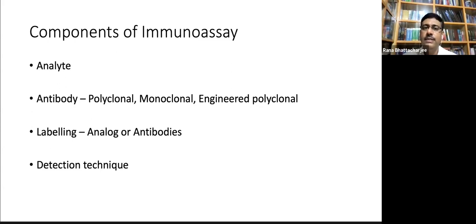So to overcome this, nowadays engineered polyclonal antibodies are also used, where different kinds of monoclonal antibodies are mixed together. So it mimics the polyclonal antibody, but the yield is much more, as the monoclonal technique is used for it. Now, either analog or antibodies, depending on various assay systems, are labeled with various kinds of tracers, and they are detected depending on this tracer molecule. They can be detected by various kinds of sensors.